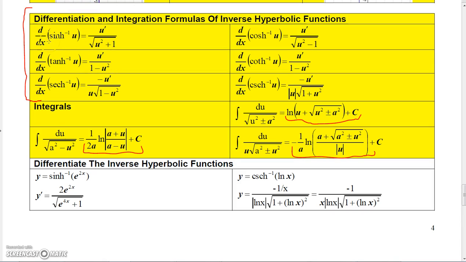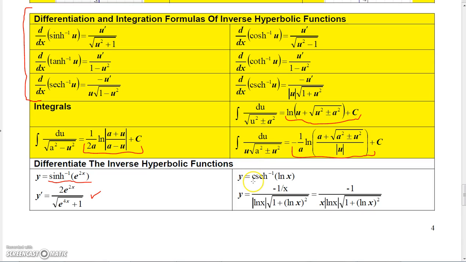Let's say I want to find the derivative of the inverse hyperbolic sine. So let's say that I have the inverse hyperbolic sine of e to the 2x. Well, that's going to be u prime over the square root of u squared plus 1. Well, u prime would be the derivative of e to the 2x, so that's going to be 2e to the 2x. And then over the square root of u squared plus 1, well, u squared would be e to the 2x squared, so that would be e to the 4x. So I would have the square root of e to the 4x plus 1 in the denominator. So that one wasn't too bad.